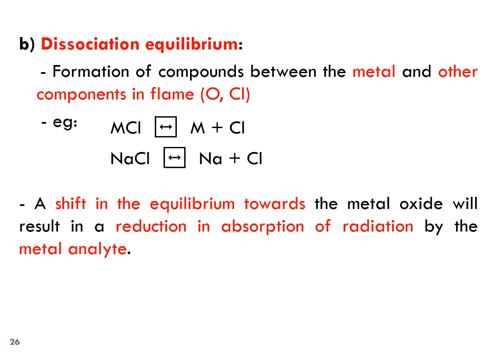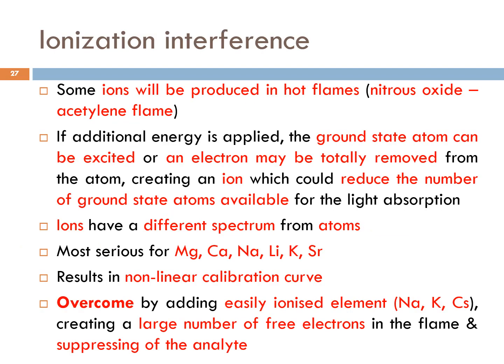Okay, and also the source of the chemical interference also due to the reaction formation of compound between the metal and component in flame. Contohnya oksigen dan chlorine akan jadi metal oxide ataupun metal chloride. Okay, so the formation of this metal chloride atau metal oxide akan result in reduction in the absorption of radiation. Okay, so lastly, the ionization interference. Okay, kalau flames tu panas sangat, it will form ion lah.